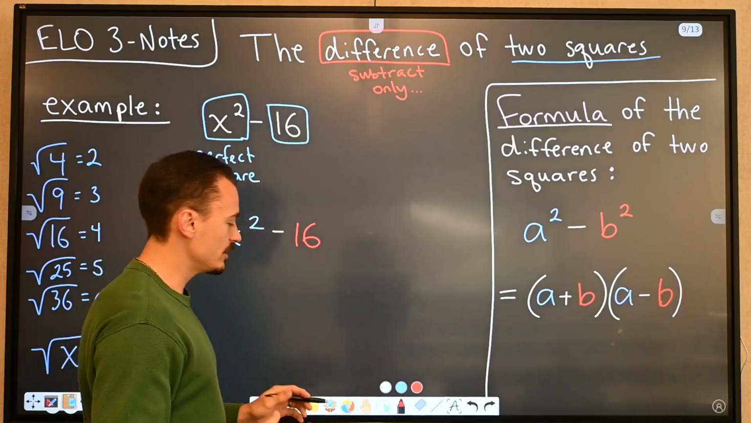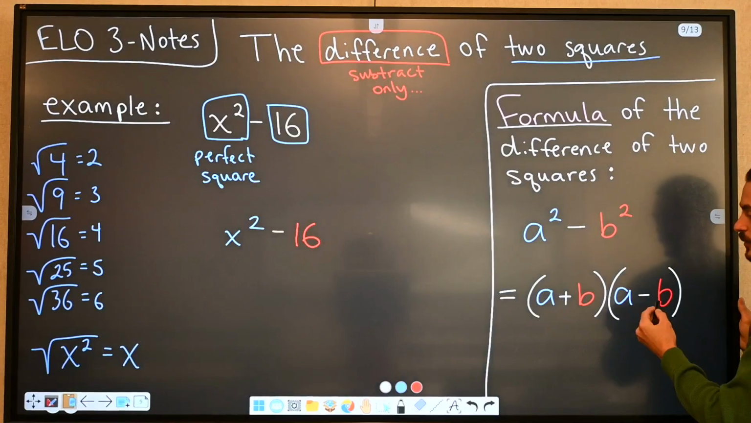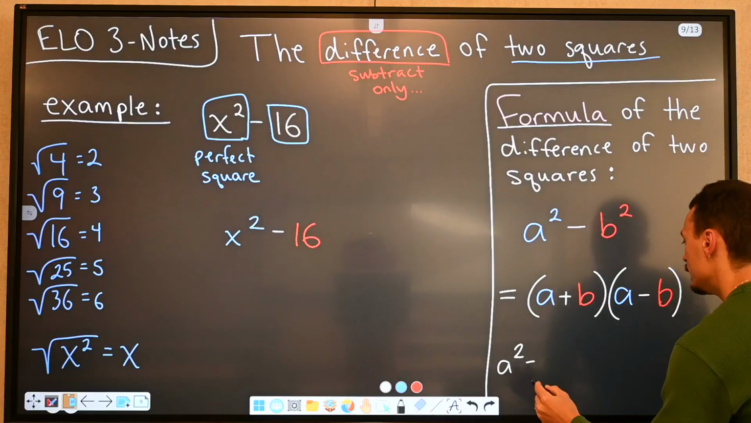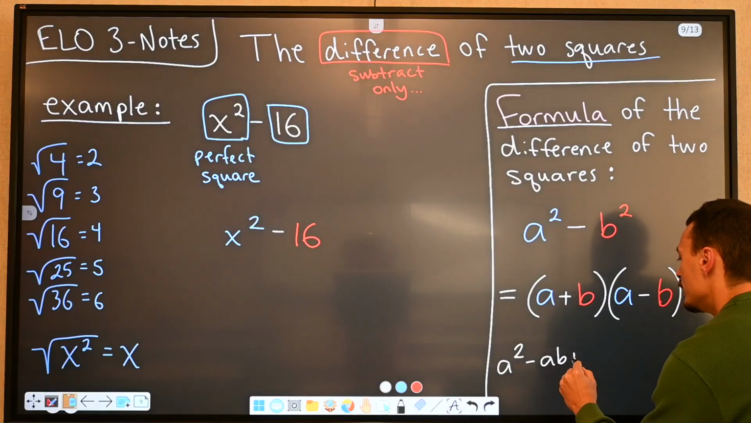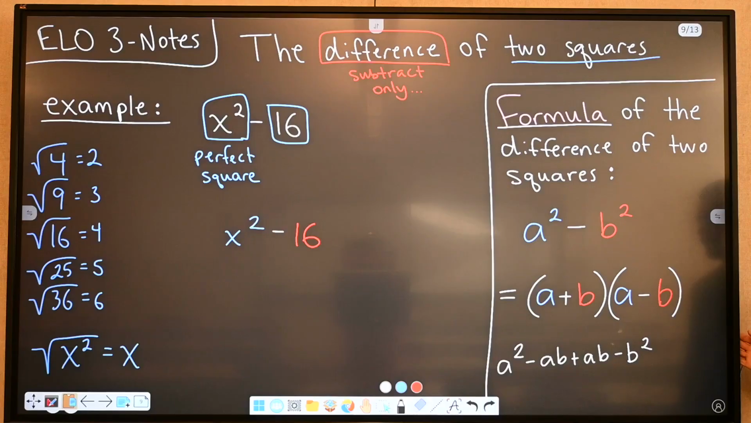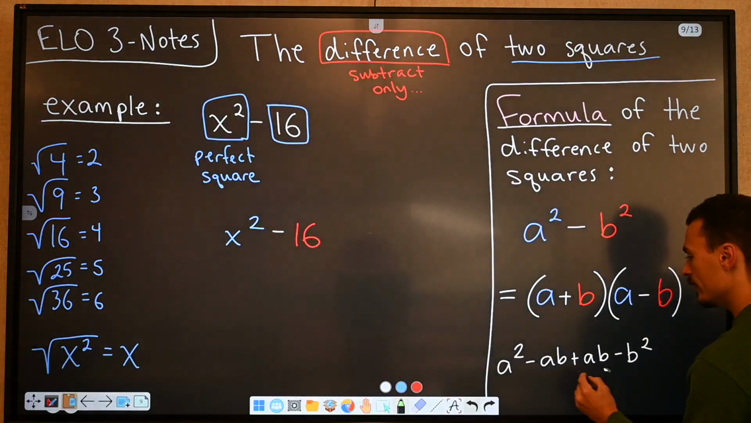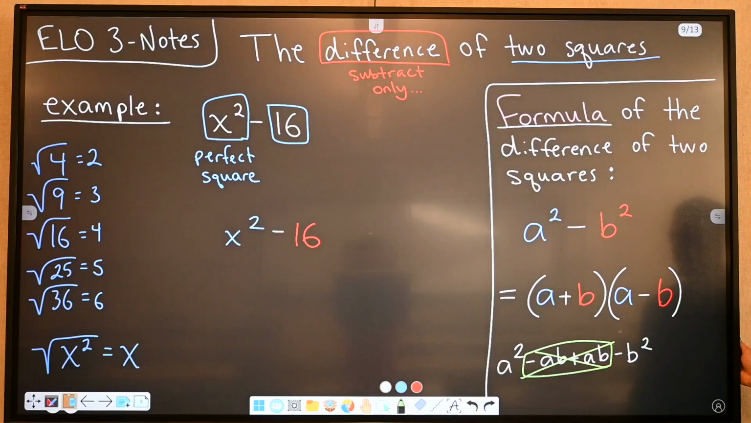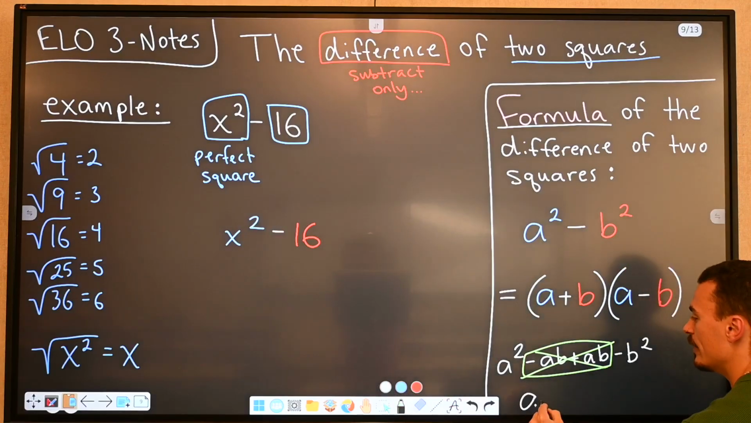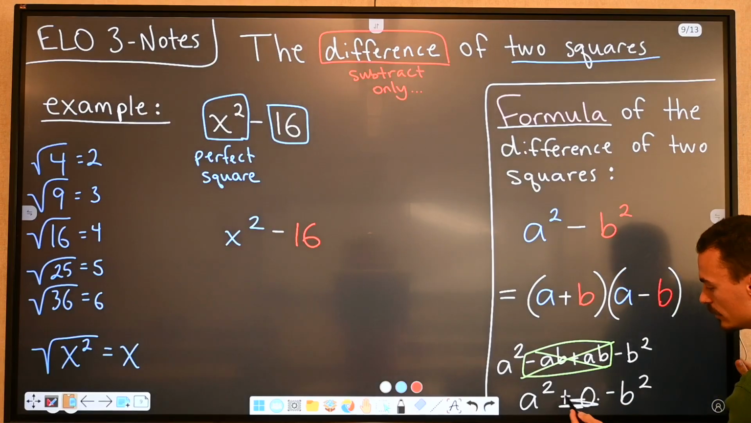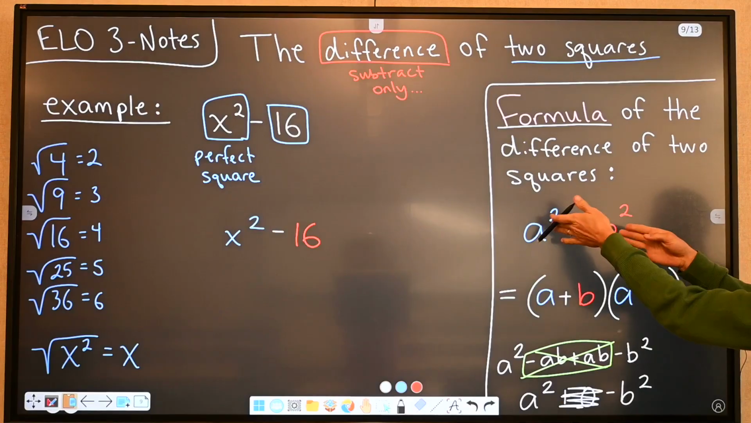Now, if you want to understand this more deeply, I'm going to do this quickly, but if you were to multiply this out, you would get a squared minus ab plus ab minus b squared. Okay? Right here, when we combine these, they would be opposites, so they make 0. So technically you're having a squared plus 0 minus b squared. And we never write the 0. And that's how we ended up with a squared minus b squared.